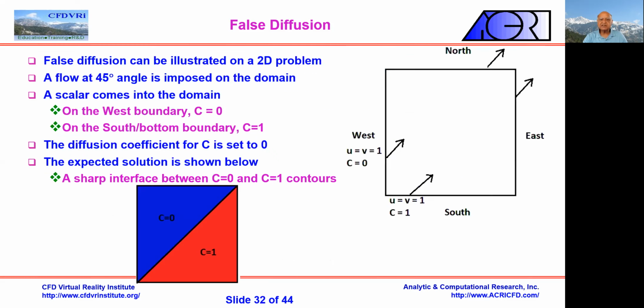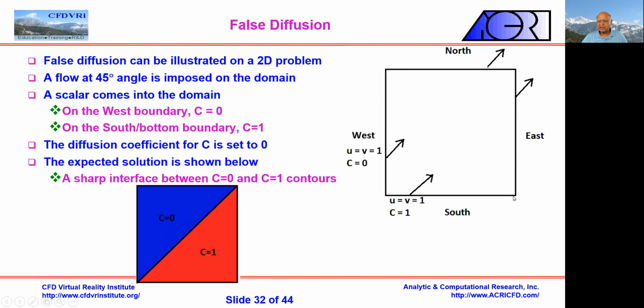Now, just to illustrate this point, I'm going to take a very simple example. Here is a square domain. Flow is at 45 degrees, but lo and behold, it's constant. U is equal to V is equal to 1, so the flow angle is 45 degrees to this grid. Now, what we do is we take one variable, let's say temperature, and temperature is 0 on this wall and 1 on this wall.